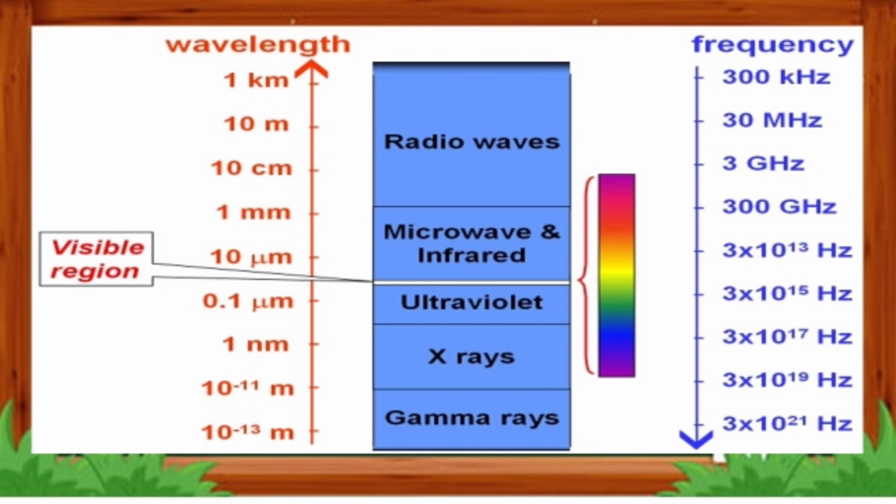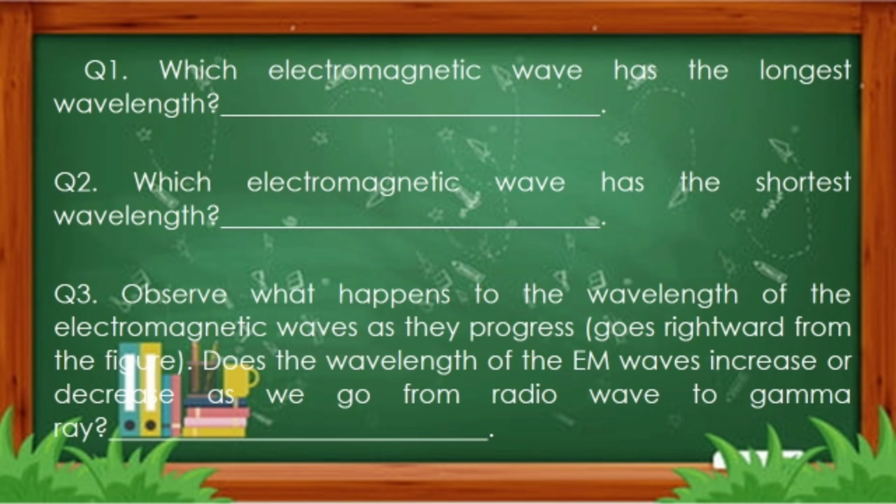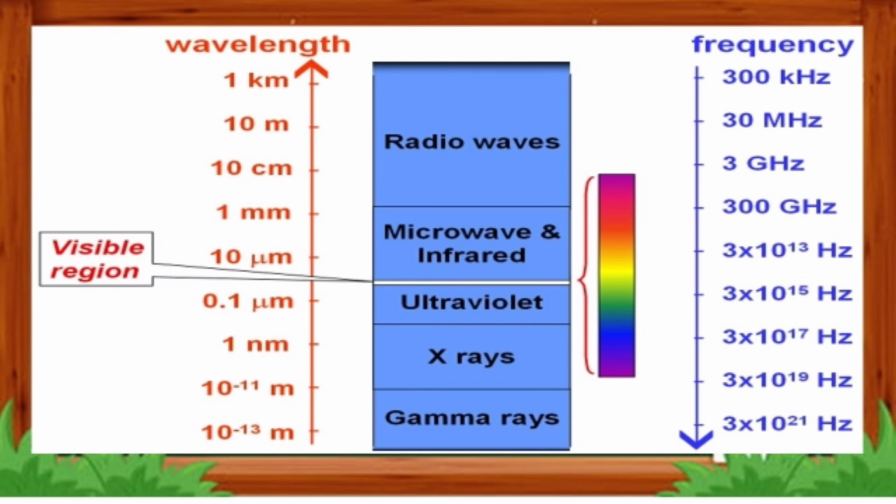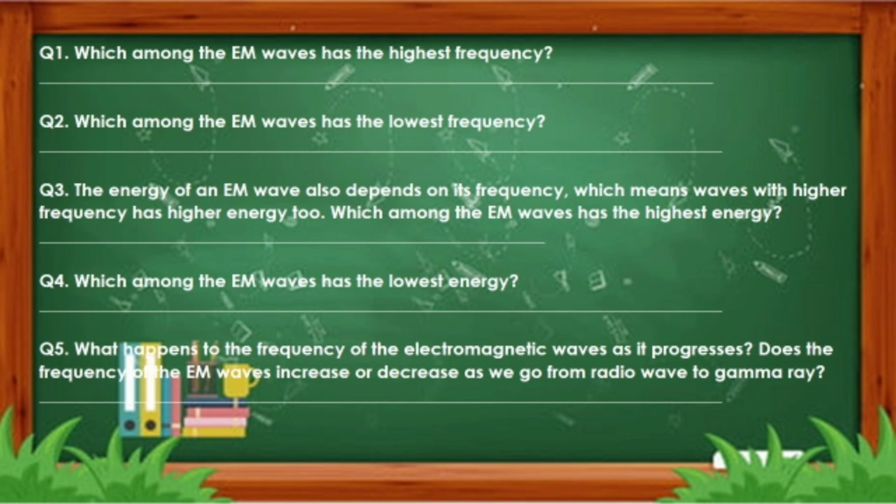Using Figure 1, determine the wavelength ranges of each of the forms of electromagnetic waves. Afterwards, answer the questions that follow. Next up, let us compare the frequencies of different electromagnetic waves. Afterwards, answer the questions that follow.